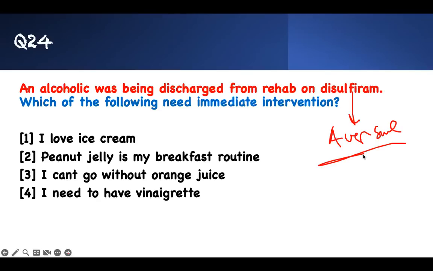So that's the idea. I love ice cream. I don't see alcohol in this. Peanut butter and jelly is my breakfast. I don't see alcohol in this. Orange juice, I can go with that. I don't see alcohol in this. But vinegar, there may be some alcohol. And these are the things you teach them. A drop of alcohol can cause a problem. So every food that has alcohol in it, avoid it. Even if it's a little, even 0.00%, you should still avoid it.